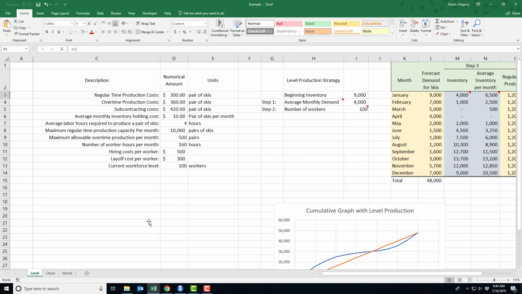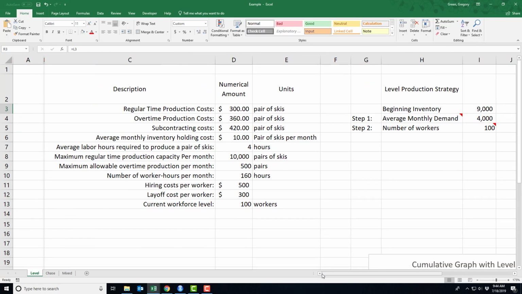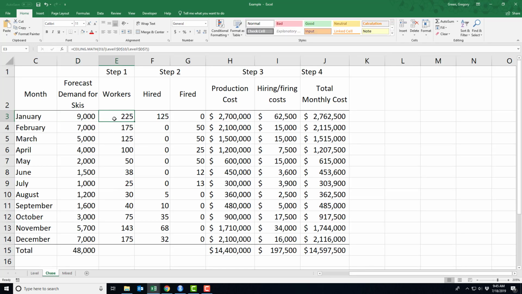Well, if we go back here, here's what I know. I know that in a given time period, each employee can produce 40 pairs of skis. So here's the two numbers I'm looking at. I've got 160 hours that a person can work in any given month. It takes them 4 hours to produce a pair of skis. So 160 divided by 4 gives me 40 pairs of skis that each worker can create during any given time period. So I'm going to use that over and over again.